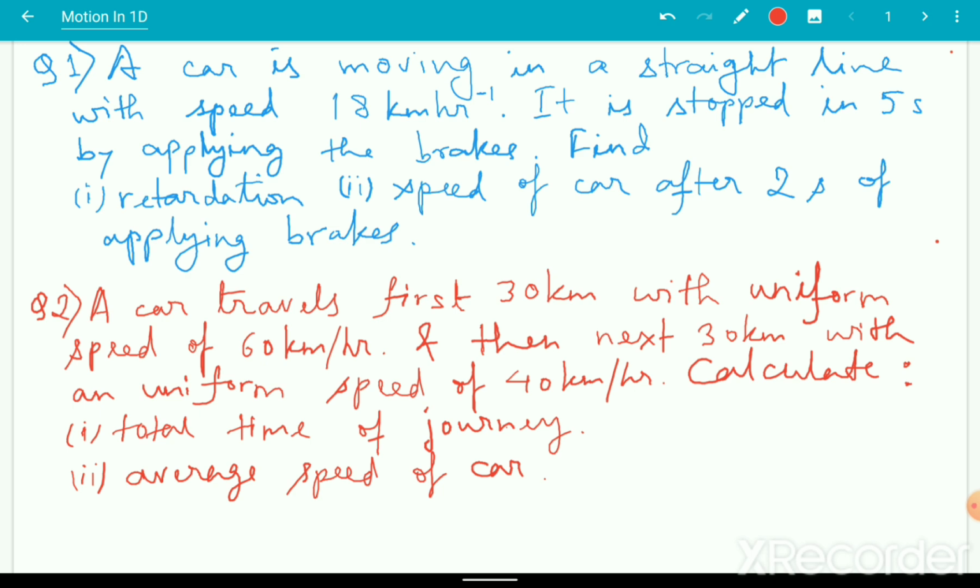You can see the two numerical problems. These numerical problems have been taken from the Concise Physics book, class 9, ICSE. You have seen two problems in front of you, so let us first do the solution of the first problem.